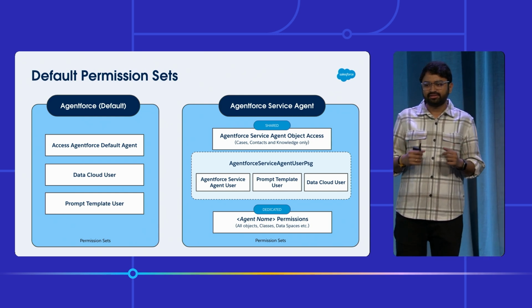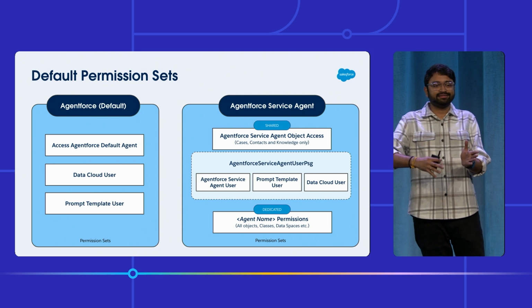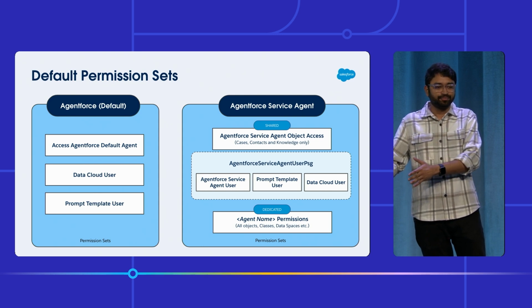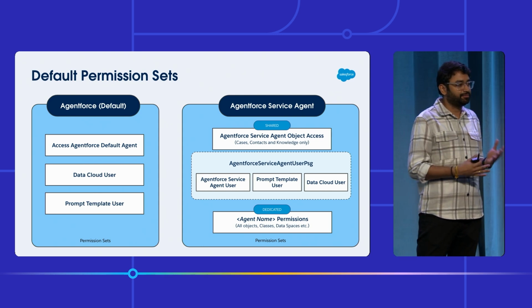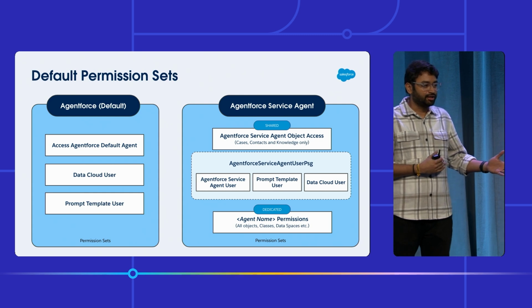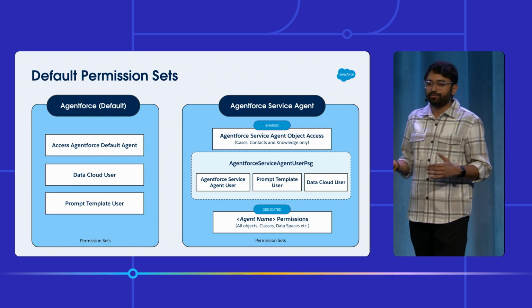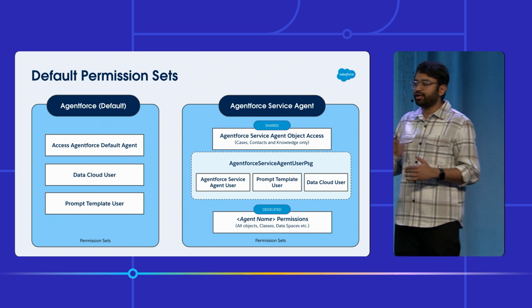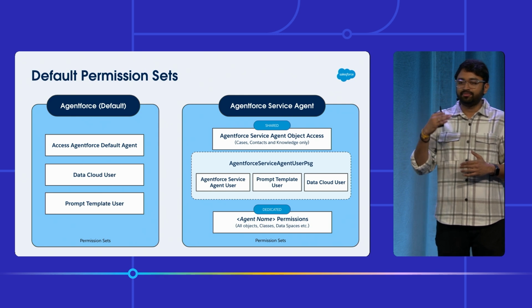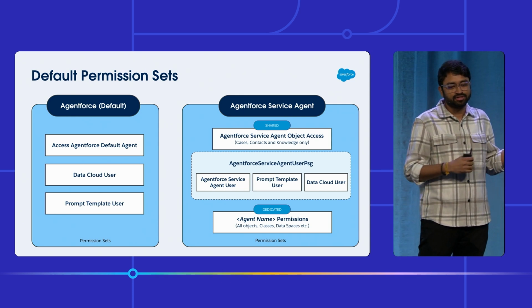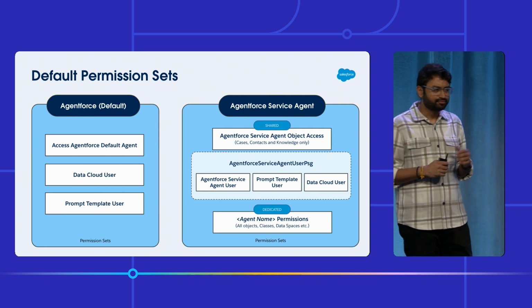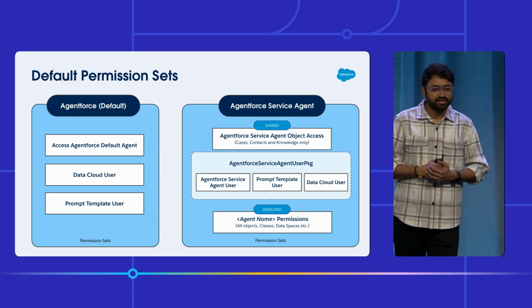Like the name suggests, in case your agent is interacting with data cloud data, the running user needs to have that permission set to be able to access data cloud data. It's the same case with prompt templates. If your agent is invoking a prompt template, the running user must have access to this permission set, which is prompt template user. Now let's look at the service agent.